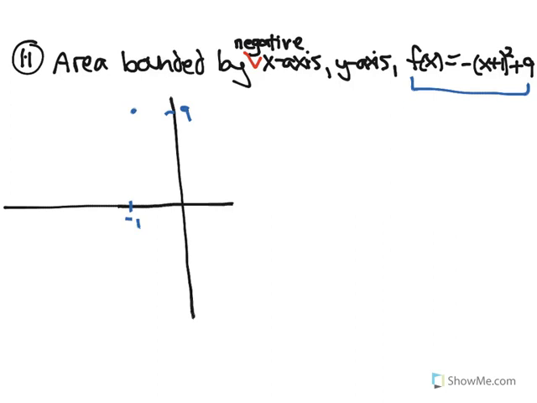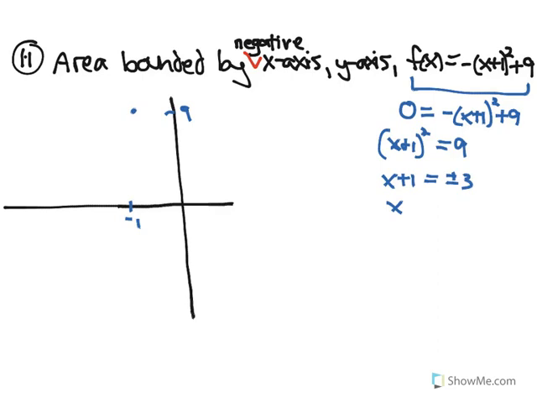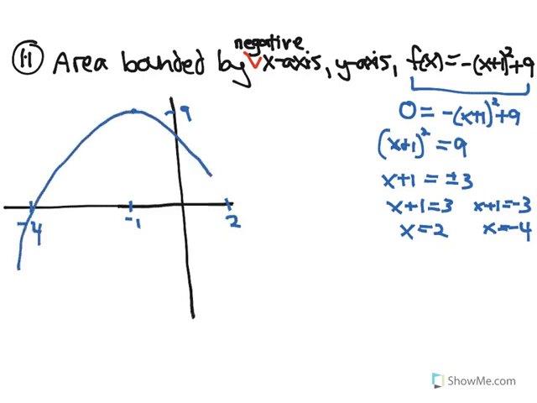Now we want to find the x-intercepts because it's bounded by the x-axis as well. So I'm just going to plug in 0 for y. Negative (x plus 1) squared plus 9 equals 0, so (x plus 1) squared equals 9, so I'm going to take the square root of both sides. I get x plus 1 equals plus or minus 3. So x plus 1 equals 3 and x plus 1 equals minus 3. So x equals 2 or x equals negative 4. So those are going to be the sites of the x-intercepts. And the function looks like this.